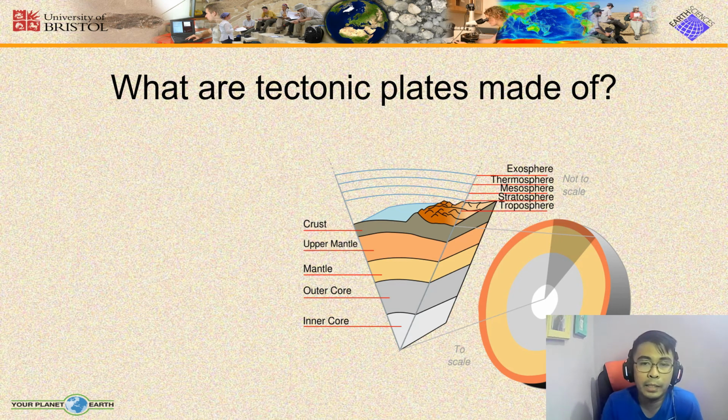So what are tectonic plates made of? So plates are made of a rigid lithosphere, okay? So we know that the lithosphere is the part of the earth composed of rocks, okay? So if we look at this diagram, we start from the crust, which is the outermost layer, followed by, as we go deeper, the upper mantle, followed by the lower mantle, the outer core, and the inner core. Of course, they differ from each other according to their density.